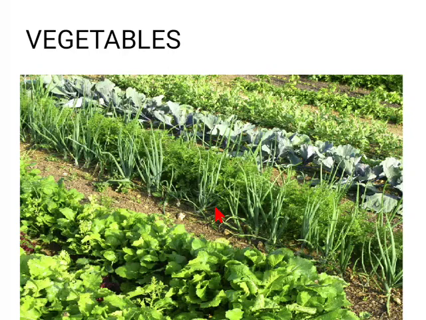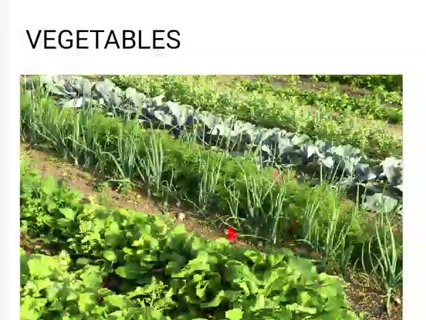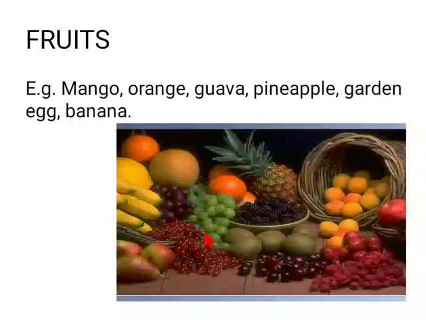And then we have vegetables, like all the vegetables we are familiar with. In Nigeria, we can have ugu, efo, and others. They give us mainly minerals, and they can also supply vitamins to our body. You can see vegetables here. And then we have fruits. Fruits supply majorly vitamins to our body. You can have mango, orange, guava, pineapple, apple, banana, etc.